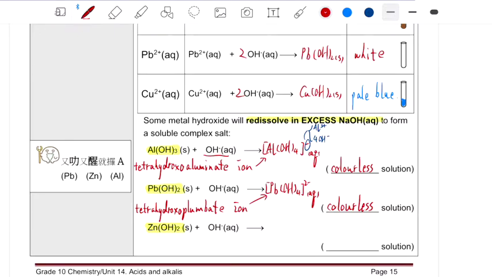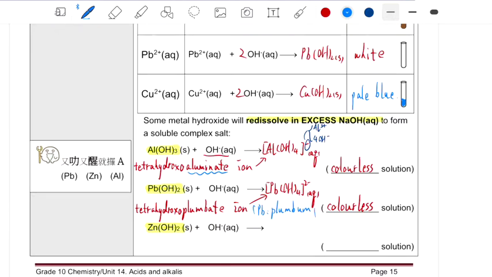So why is this? Aluminate stands for aluminium, and we have a different name for lead. Lead sometimes can be called plumbum. That's why for its complex ion, we call it plumbate ion.